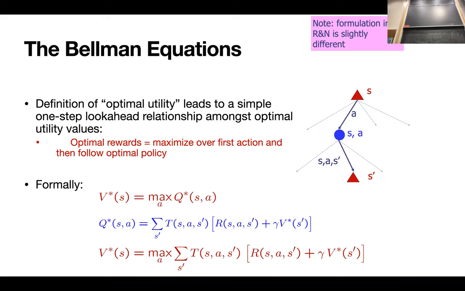I'll stop here for a second in case anyone has any questions. Yes, gamma is less than one, so it will keep decreasing.